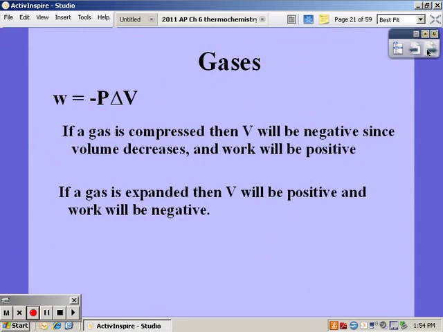For gases, work is equal to negative P delta V. If gas is compressed, then volume will be negative since the volume decreases. Delta V is always equal to final volume minus initial volume. If volume is negative, negative times negative makes it a positive, and so that's why work will be positive when a gas is compressed. When a gas is expanded, then the volume will be positive, and so work will be negative.